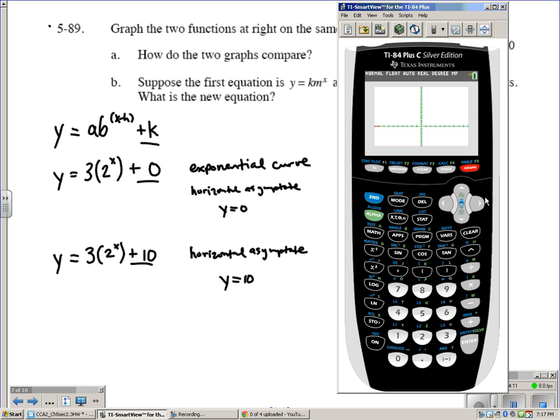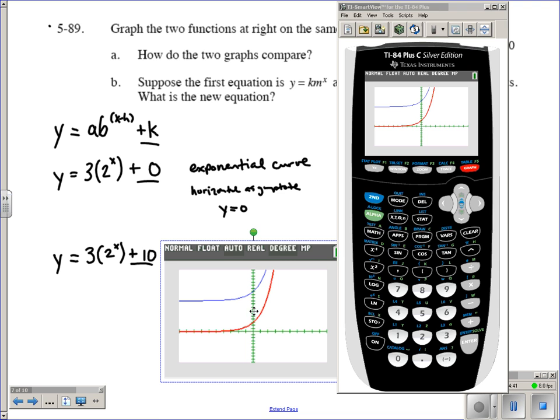And graph. So this is our original one again. You'll see it's the exact same shape there that it was. Our asymptote there, where y equals 0. And now you see the second one here. As it comes across here, we have our horizontal asymptote where our y equals 10. So we've pretty much just shifted our exponential curve up 10 units, or translated it up.